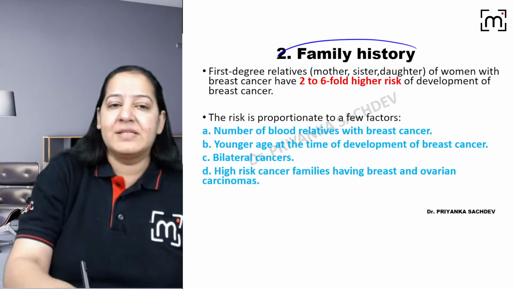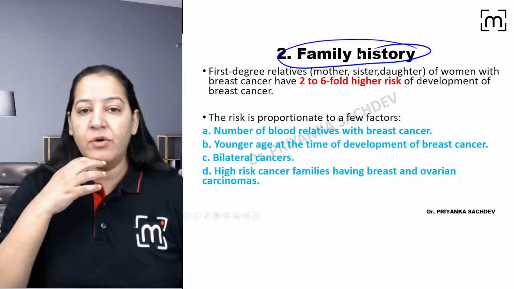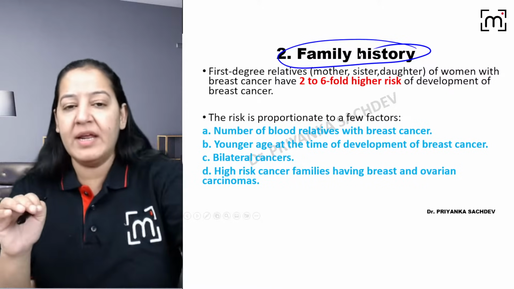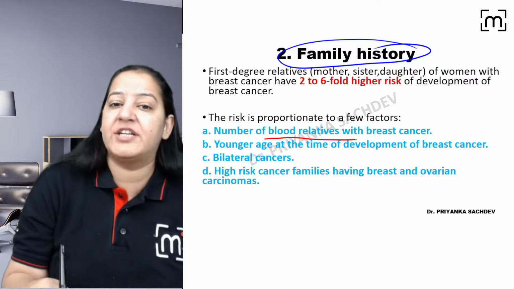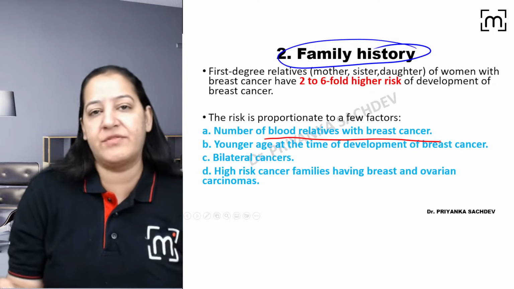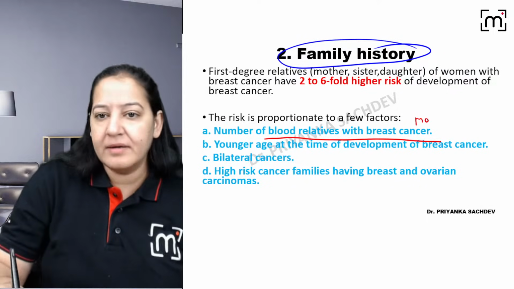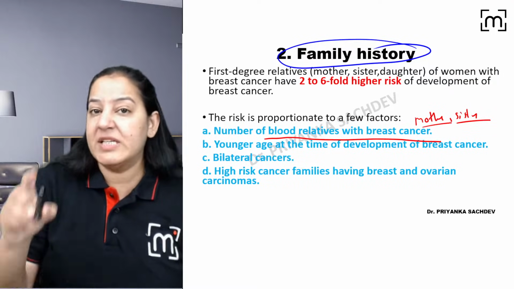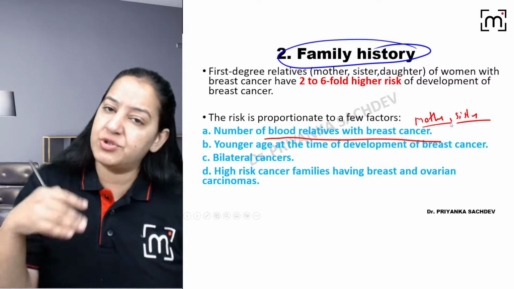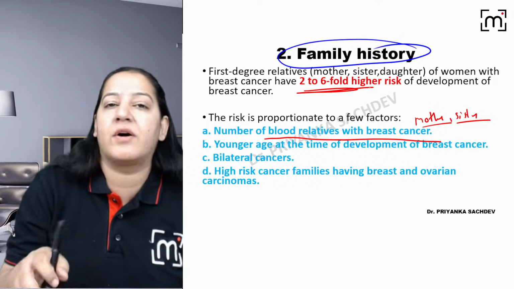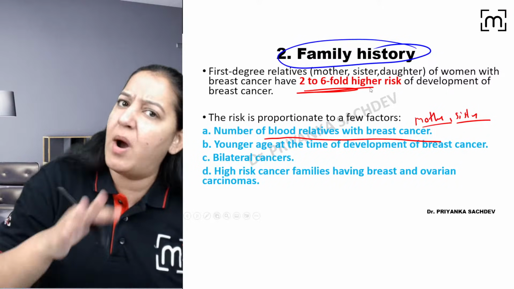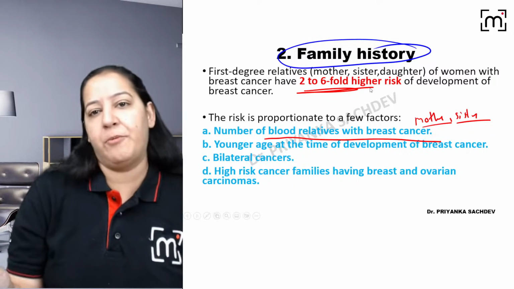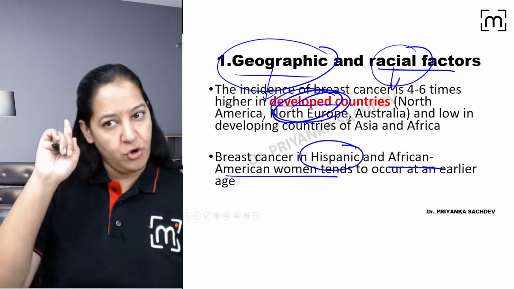Number 2 is family history. As Osama was saying, family history. If any female has a first degree relative with breast cancer, she is at high risk of developing breast cancer. Her mother or her real sister, that is a first degree relative, has breast cancer. So she is already at 6 times more risk of developing breast cancer as compared to another female who doesn't have any family history of breast cancer. So that is the point. Number 2 is family history. Number 1, geographical and racial.